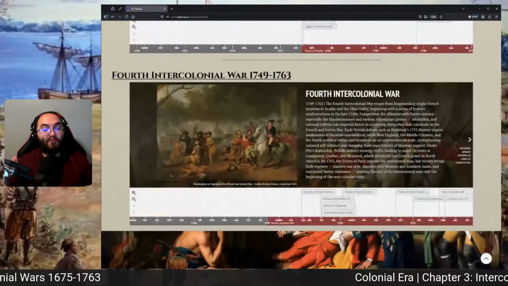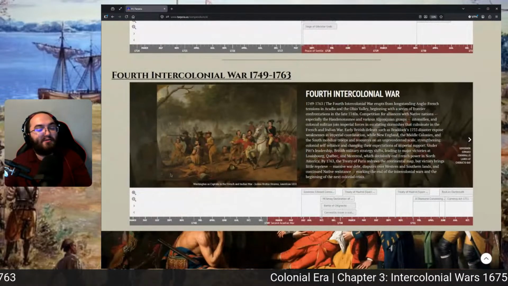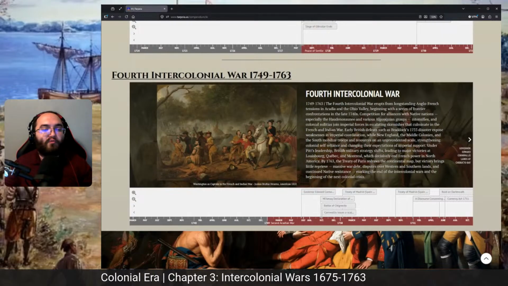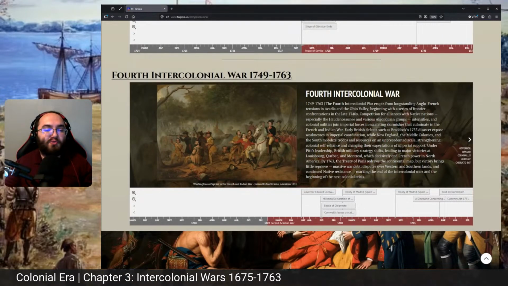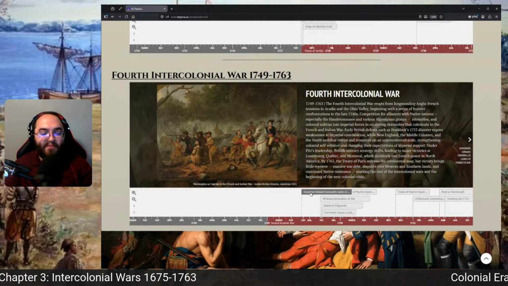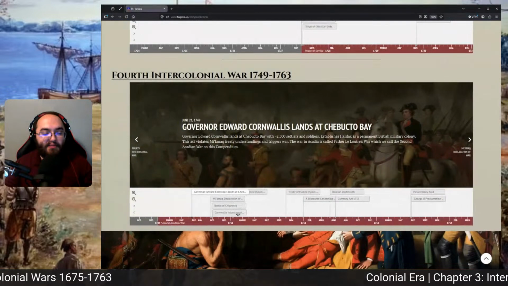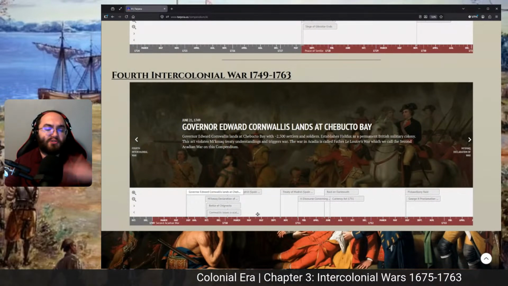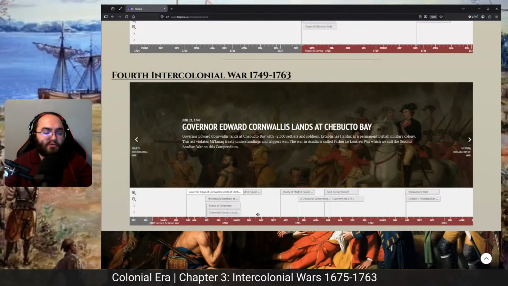And now we go to the fourth and final section of this chapter, which is called the Fourth Intercolonial War from 1749 to 1763. And this begins with the Second Acadian War. Most historians call this Father Lelouch's War.